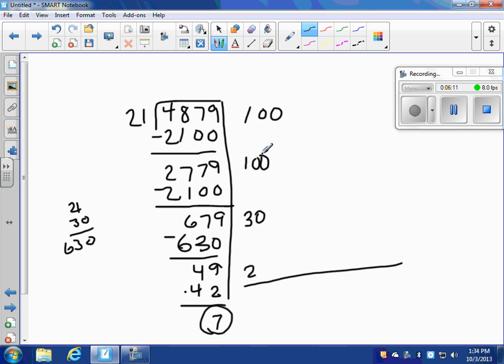So 100 plus 100 is 200. 200 plus 30 is 230. And 230 plus 2 gives me 232, remainder 7.